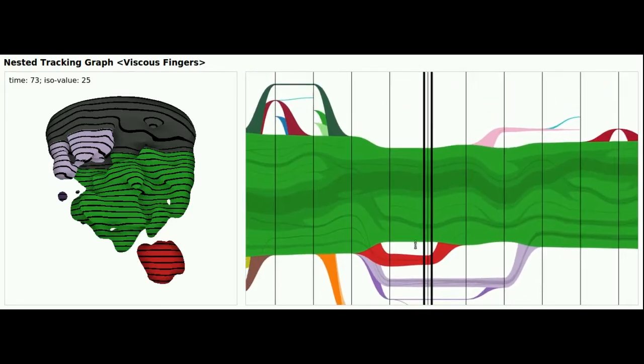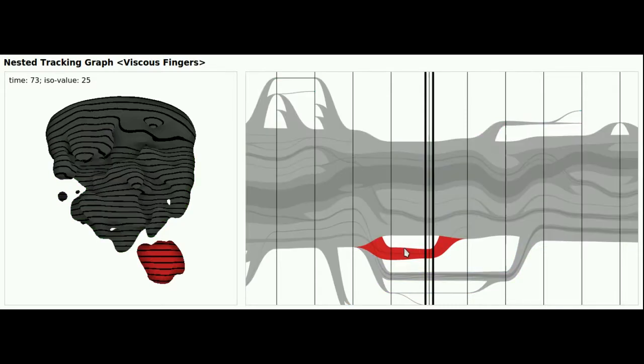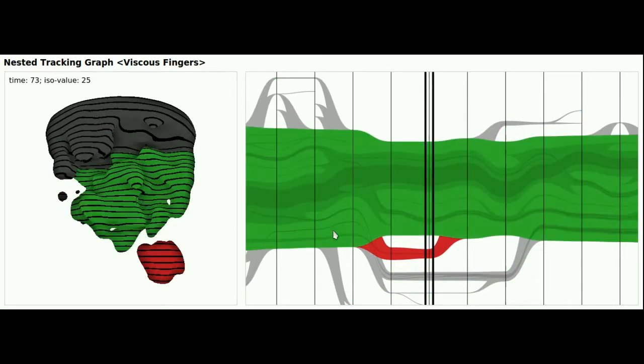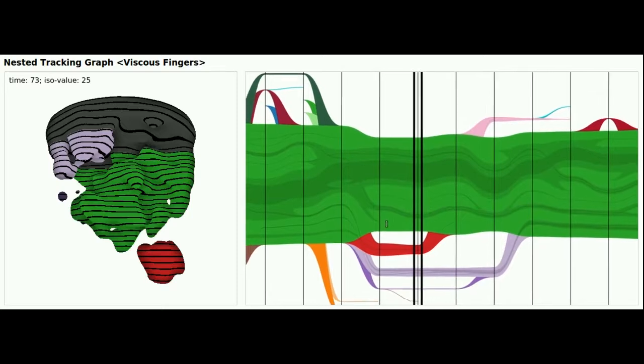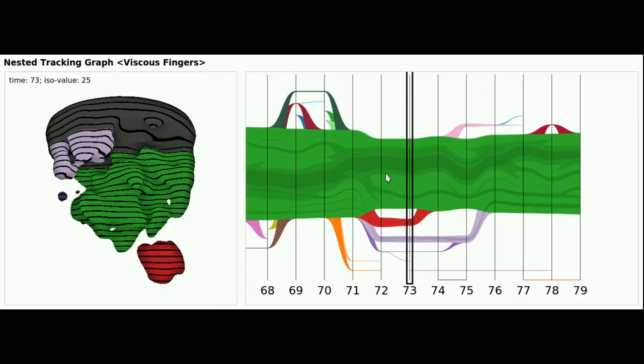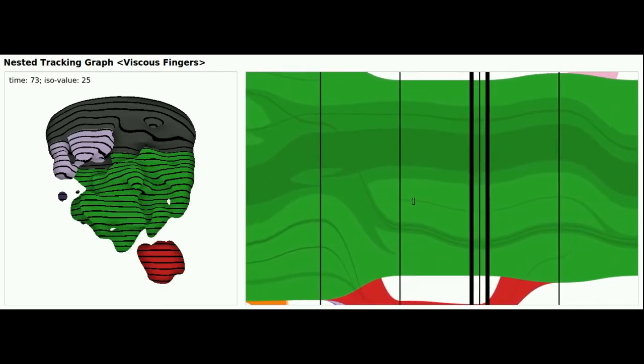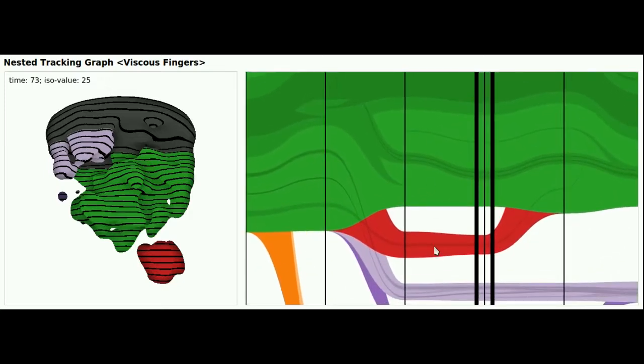We can select specific components by clicking on them in either view, which would highlight them in the other. Although other layers are grayed out, they still provide context. We can see that the current components contain higher density components, and we can see their evolution.